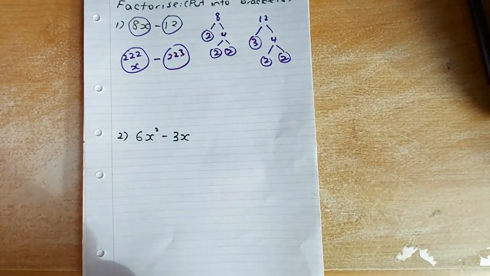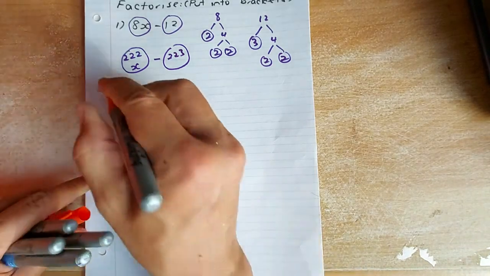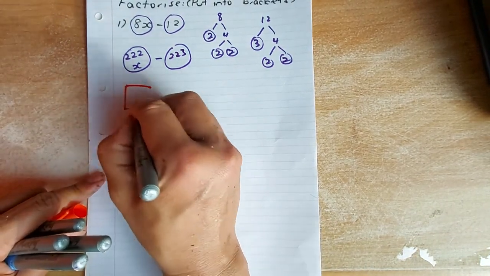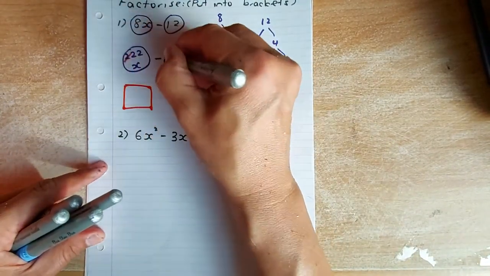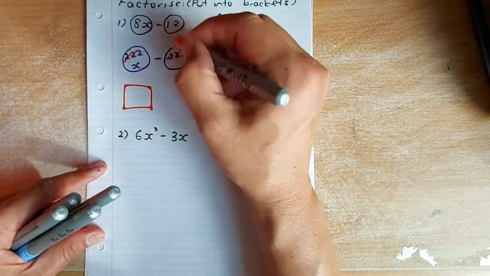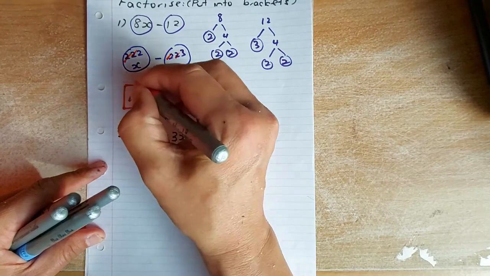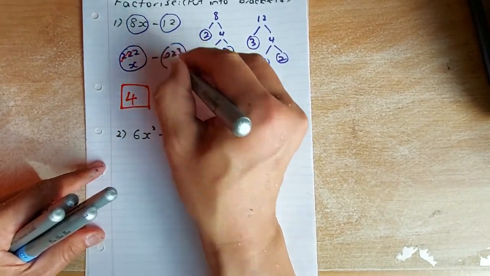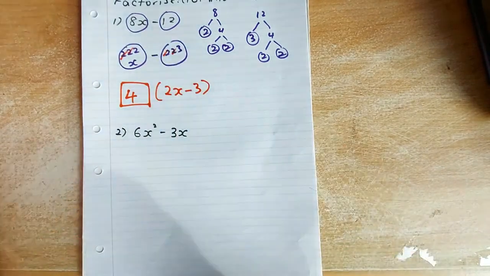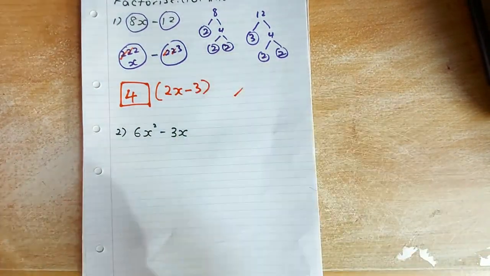So now I'm going to take out the common factor. I'm going to put in a common box whatever is common. So 2 and 2 is common, another 2 and 2. So 2 times 2 is going to be 4. And then what's left is going to be 2x, and what's left in this box is going to be minus 3. So that will be another mark.